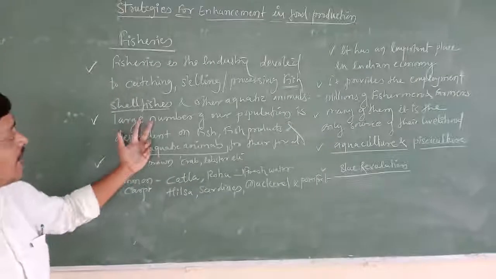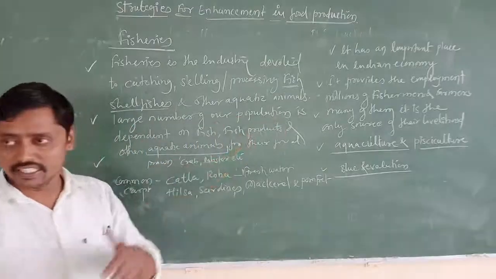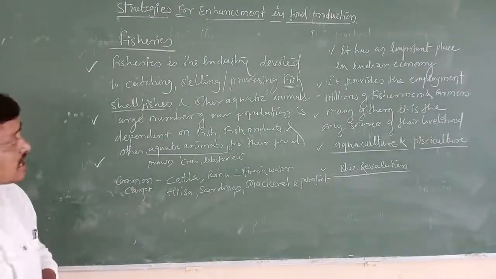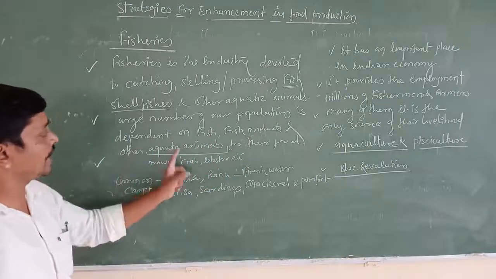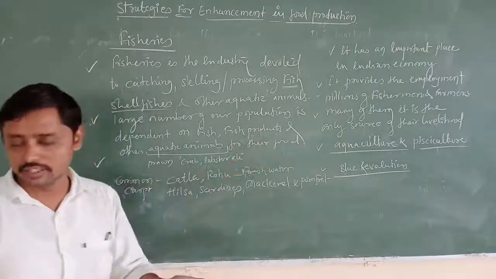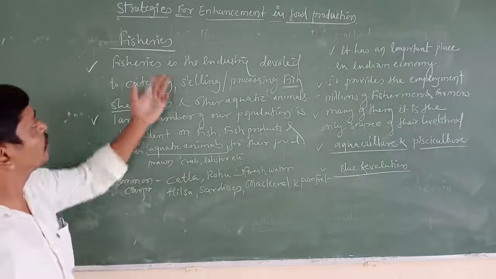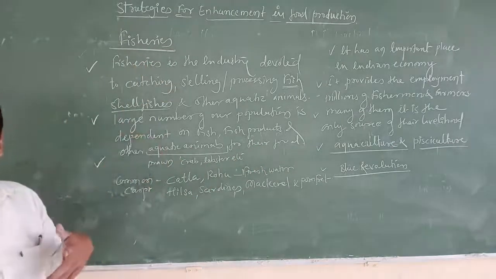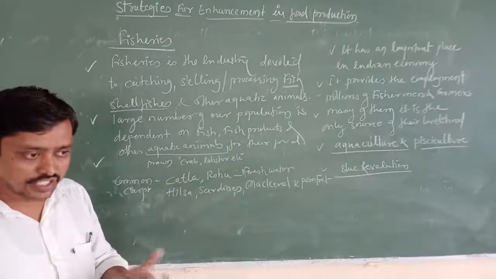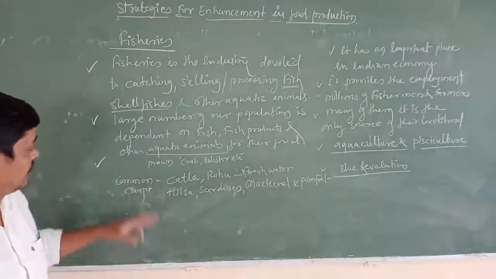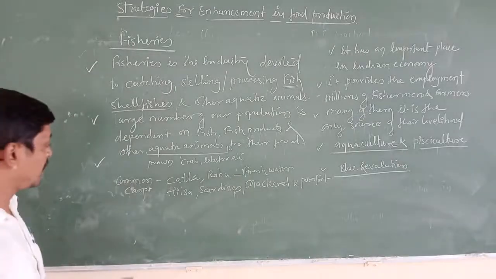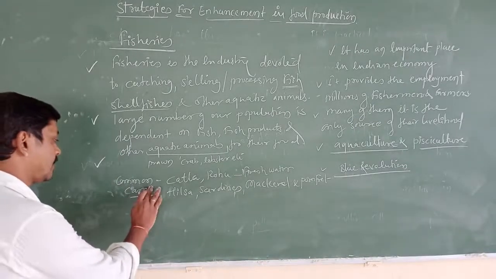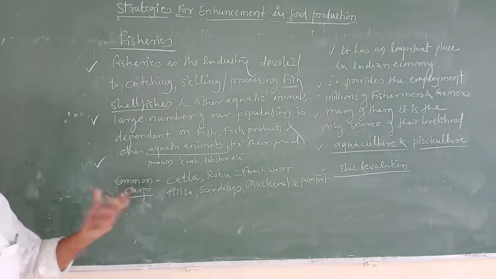Nowadays a large number of the population depends on fish, fish products and other aquatic animals for their food. That is why we go for the production of a large number of fishes or other aquatic animals. Now the next one is, when we go for fisheries, what are the common carps?